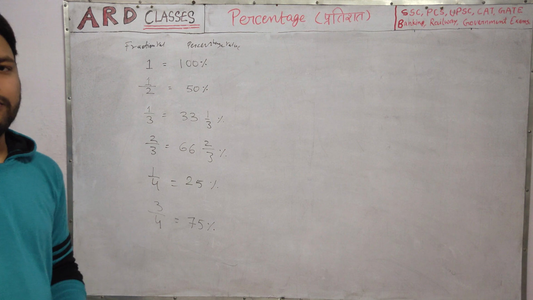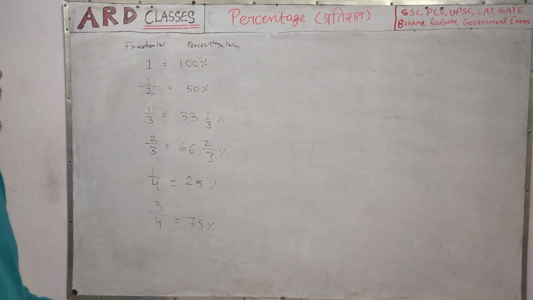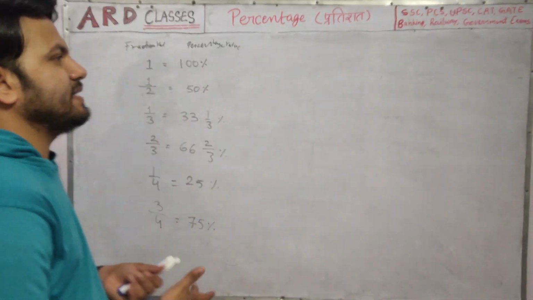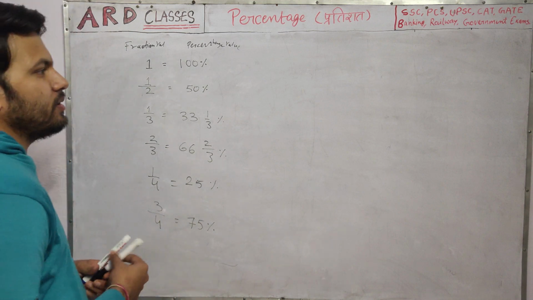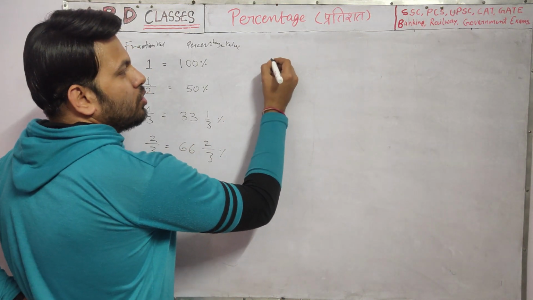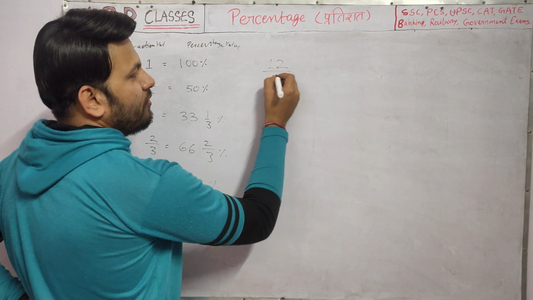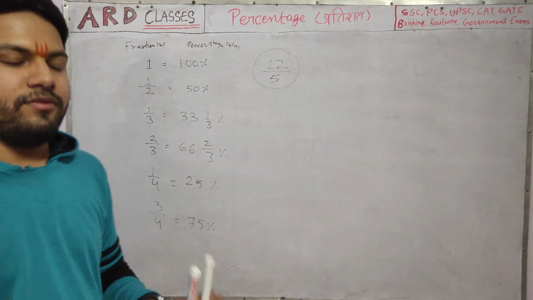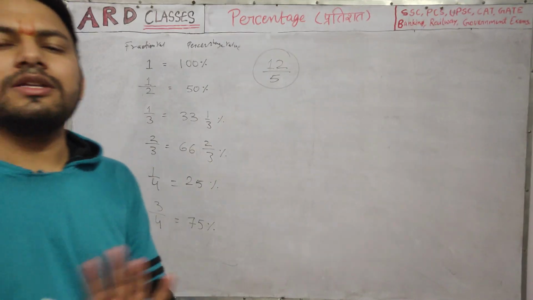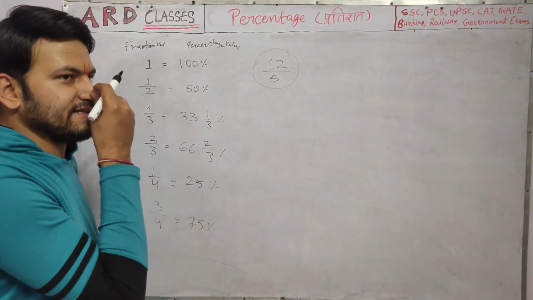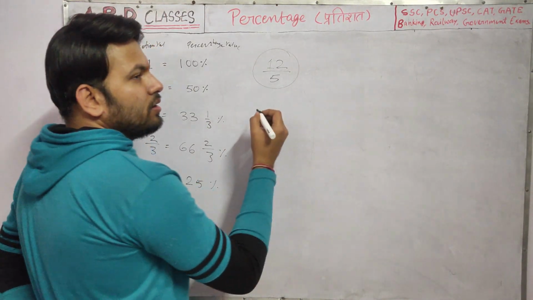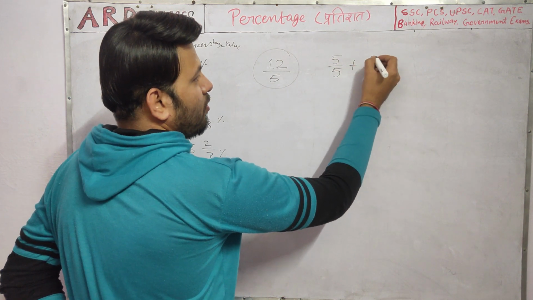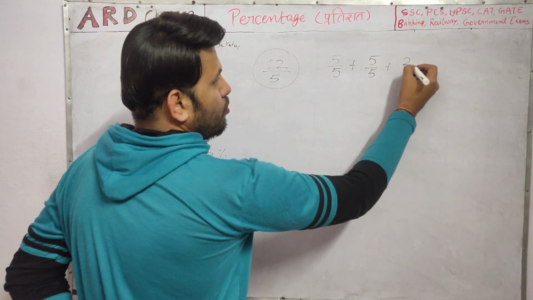Why am I writing these values? How is it going to help you to solve your percentage questions in a quick way? For example, I told you to solve 12 by 5. Find the percentage of 12 by 5. How can you solve this question? You can solve this question in multiple ways. Firstly, you can solve it like 5 upon 5 plus 5 upon 5 plus 2 by 5.